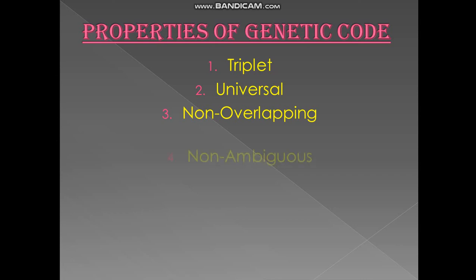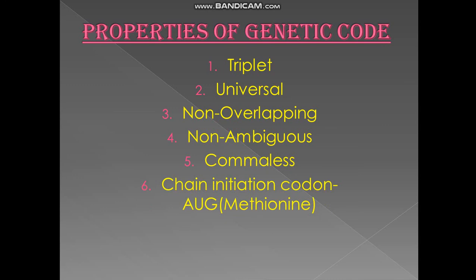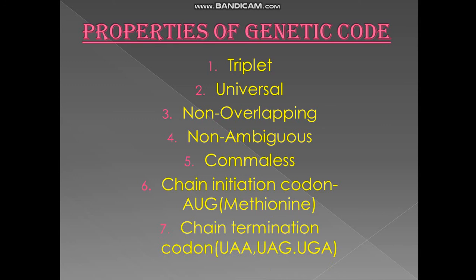Next is non-ambiguous, which means the same codon will not code for more than one amino acid, but the other way around is possible. Many amino acids can be coded by many different codons, but every codon will code for only one amino acid. Next, it is commaless. The triplets are commaless. There is no comma after every three bases. The chain initiation codon is AUG and the chain termination codons are UAA, UAG and UGA.